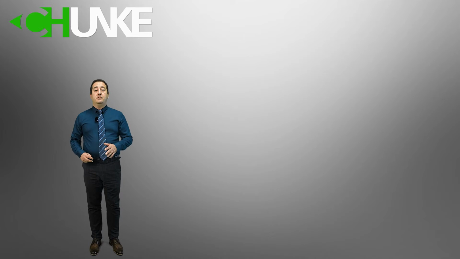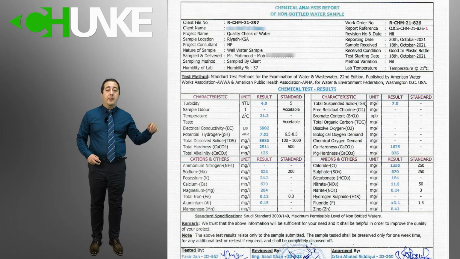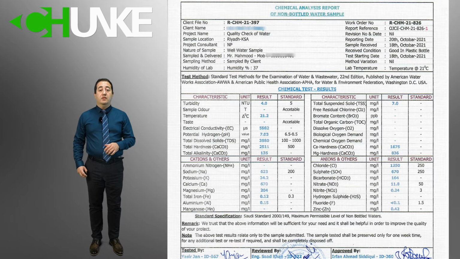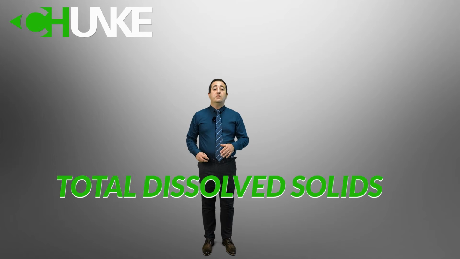You have a water source. First, you must know more about your water. The best way is to send one bottle of water to a test laboratory in your city. They give you an analysis report, something like this. From this report, first check your TDS level. TDS means total dissolved solids.